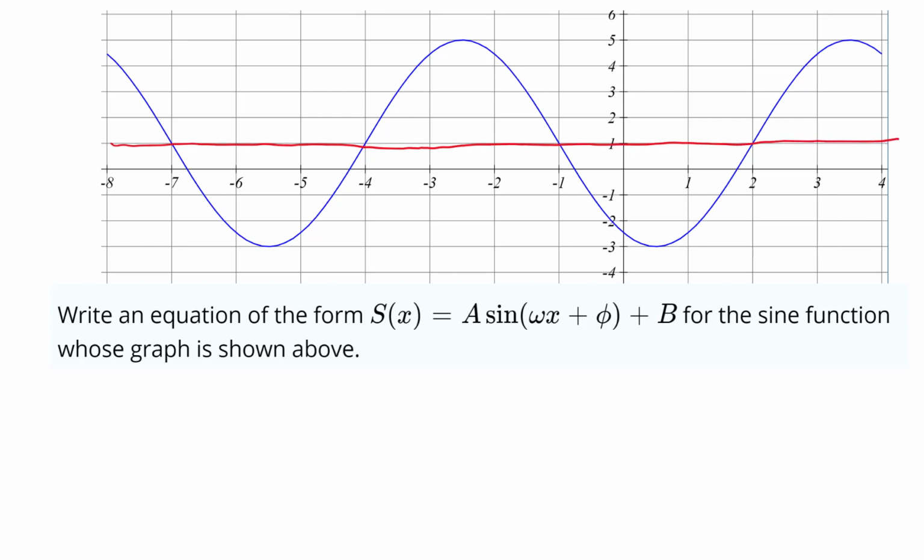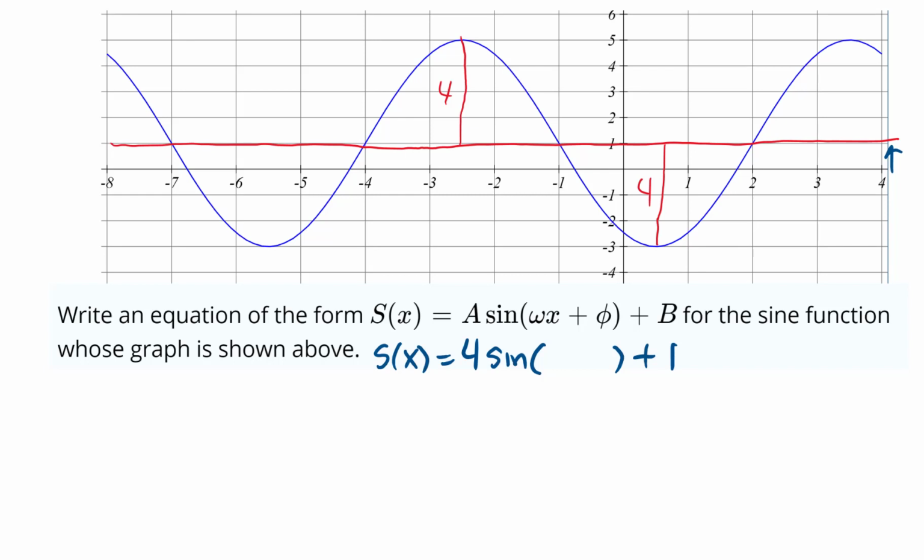so that the graph goes as high as 1, 2, 3, 4 above the baseline and 1, 2, 3, 4 below the baseline. All right, so I know the B and the A because A is the amplitude and it goes up as far as 4 and down as far as 4 above and below the baseline. I'm going to figure out the omega and the phi in a minute, but the B, this is moved up 1, so there's a plus 1 on the end.